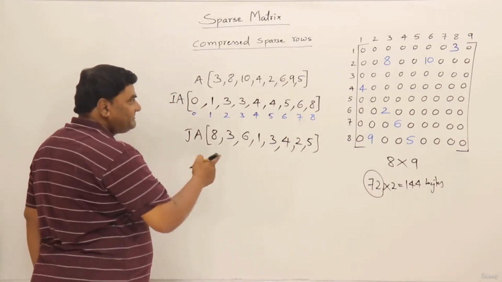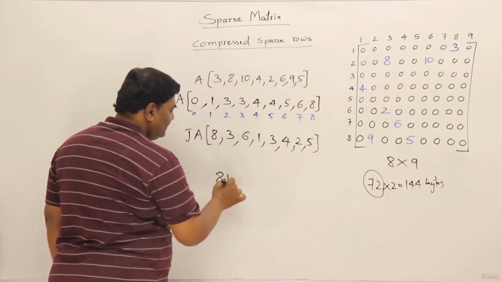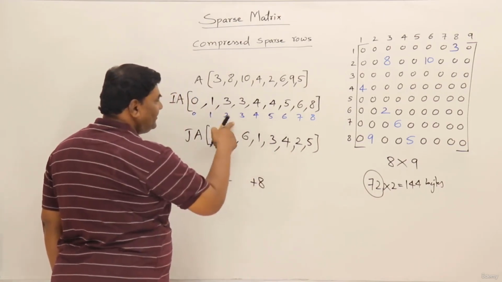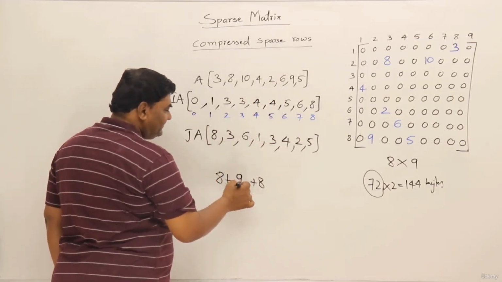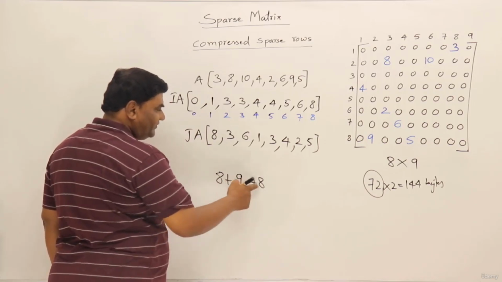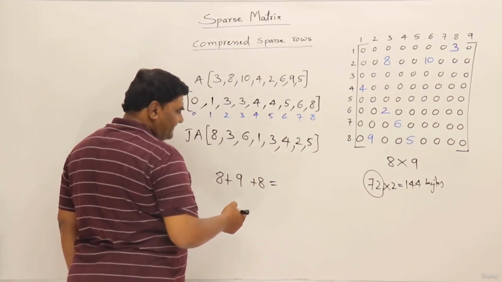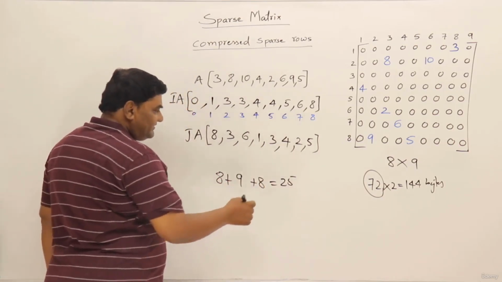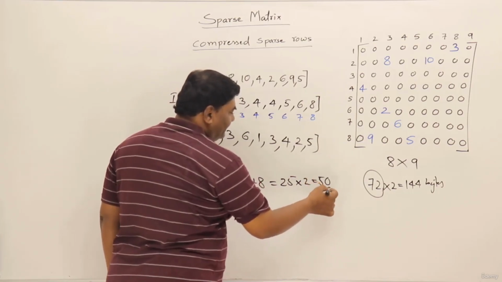So if we focus on the number of elements, that is sufficient. But here, how much space is required? 8 non-zero elements. Then this one, 8 non-zero elements. Then what about this one? Total 8 rows are there plus 1, so this is 9. So this depends on the number of rows, and this too depends on the number of non-zero elements. So total how many elements are there? 25 elements are there. Then if all these are integers, then it requires 50 bytes of memory.